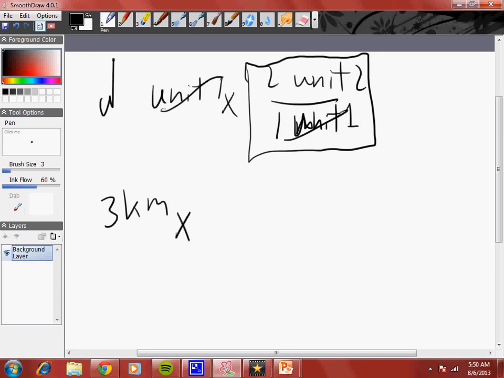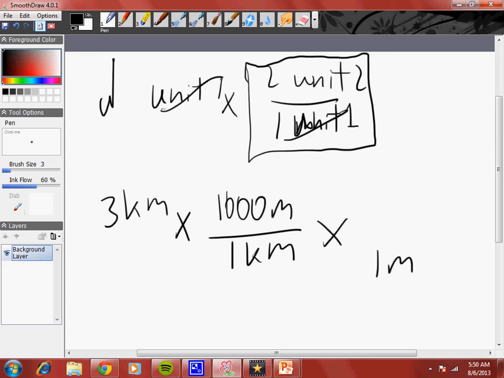So here's an example. Unfortunately I don't know how many inches a mile is, and I don't want to go to Google to look it up. So let's say you want to convert 3 kilometers to centimeters. I know for a fact that 1 kilometer is equivalent to 1,000 meters, and I know for a fact that 1 meter is equivalent to 1,000 millimeters.